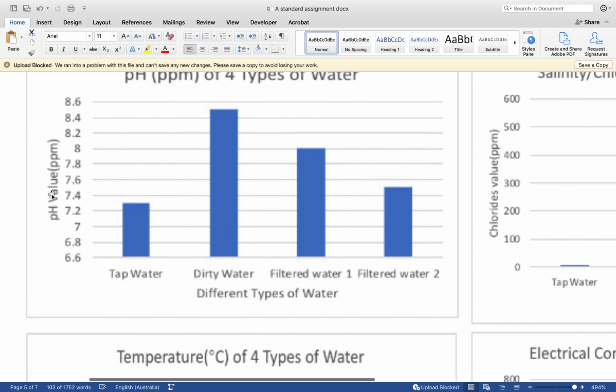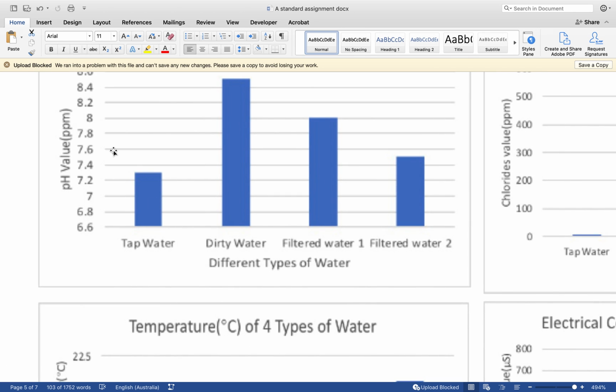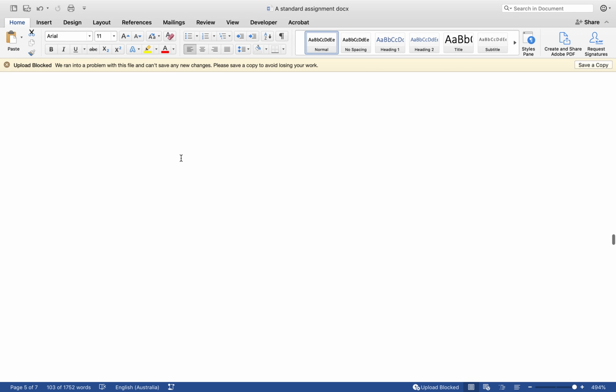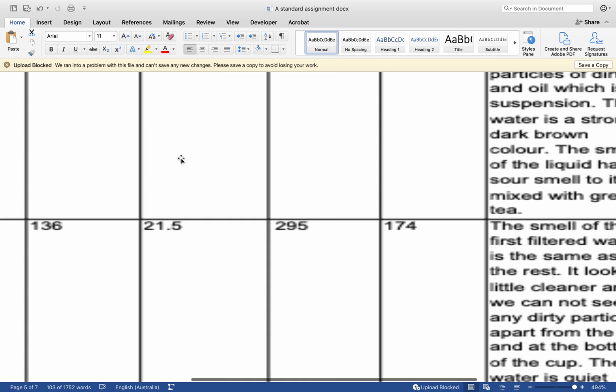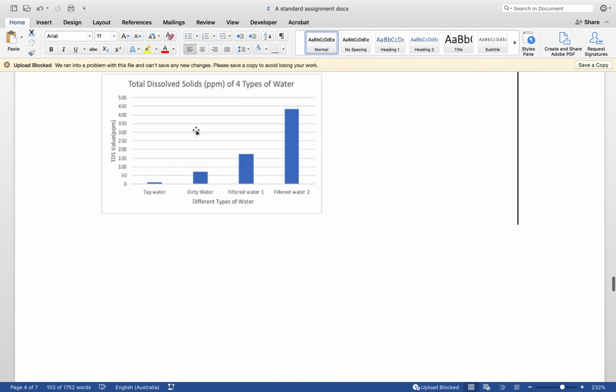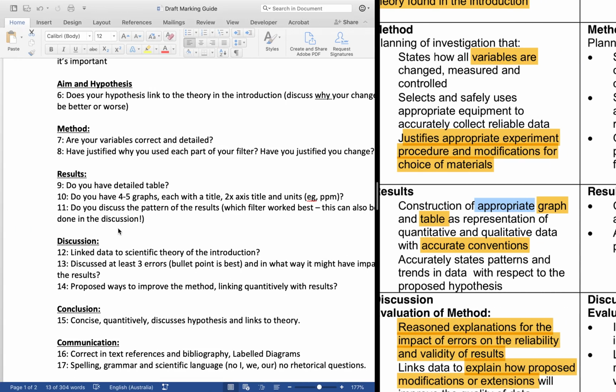They've labeled each, actually that one's wrong, pH isn't in ppm. pH is the only one that doesn't need units. So I might mark them down to an A- perhaps for that mistake. Although because they've got such comprehensive, really detailed information here, I probably will still give them the A. And then the TDS value is good there. So that is the graphs.